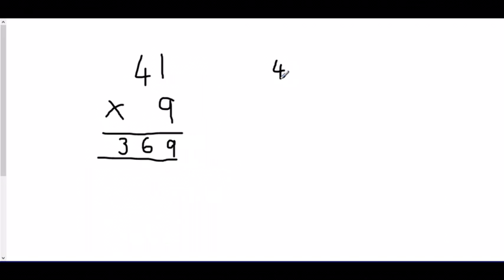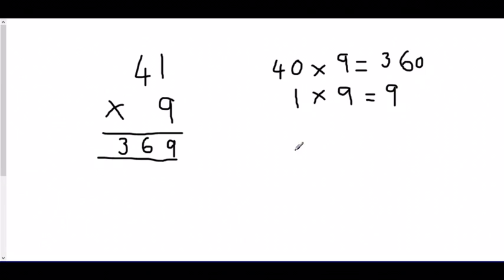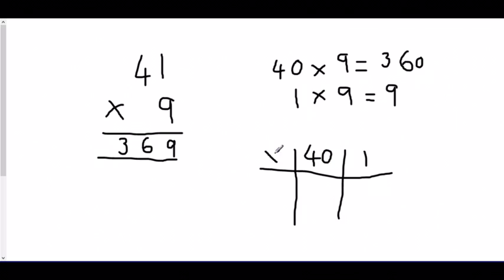They can use the partitioning method, so 41 is made up of 40 and 1, and they multiply the 40 by 9 and then the 1 by 9. 4 times 9 is 36, so 40 times 9 is 360, the 1 times 9 is 9, and they add them together and get 369. The third method they could use is the grid method, and they partition the 41 at the top, they put the 9 on the side, and then here they do 40 times 9, which is 360.